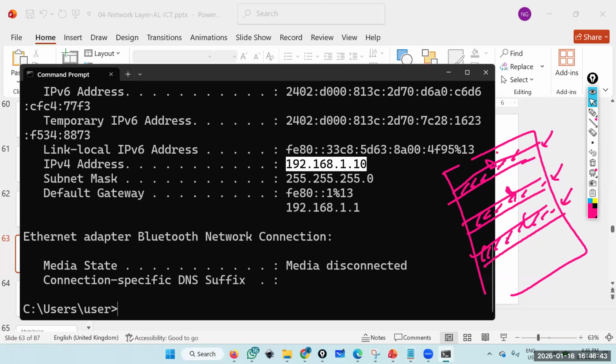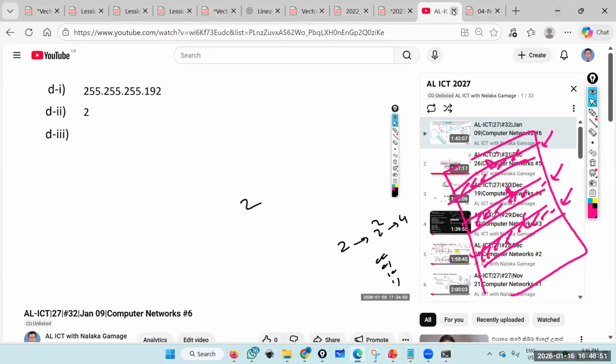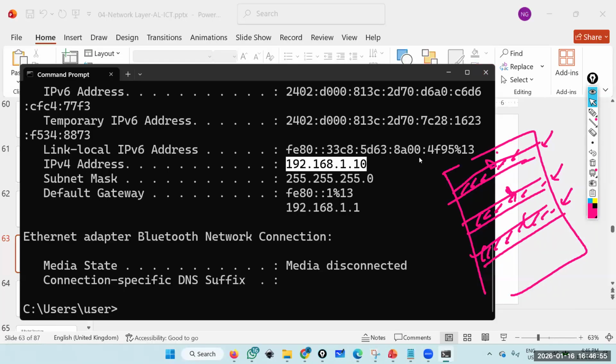Right? So then someone will ask, why do we need this kind of a thing? The simple answer is we are running out of IP addresses. Okay, we are running out of IP addresses. So therefore, multiple private IP addresses can be mapped to a single public IP address. Right?